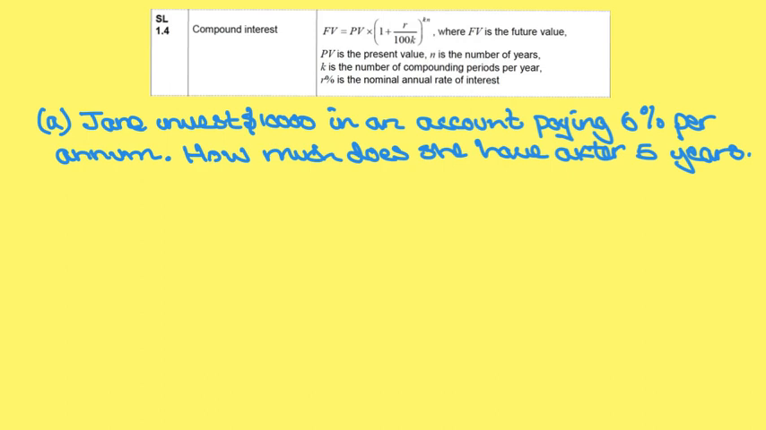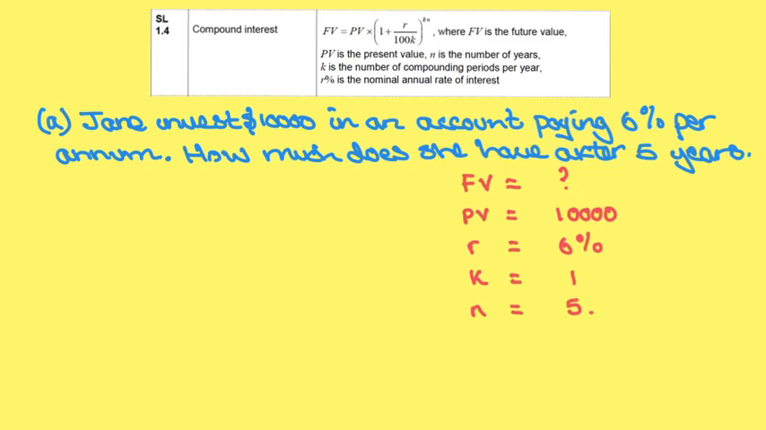So let's write down what we've got. We want to know the future value. That's what we've been asked to find. The present value is what she invested, so that is $10,000. The interest rate is 6% per annum, so it's going to be compounded annually, so K is equal to 1, and we want it after 5 years, so N is equal to 5.